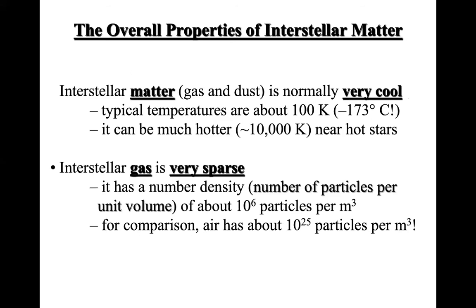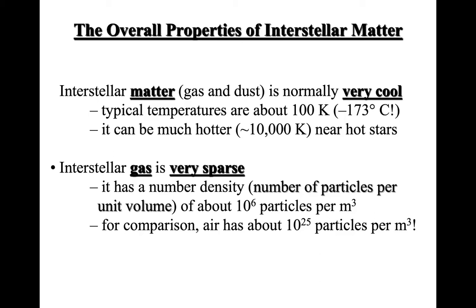Now, if we look at the overall properties of this interstellar matter, without considering them one by one, both gas and dust in the interstellar matter seem to be very cool, and the typical temperature of these gas and dust particles is around 100 Kelvin.